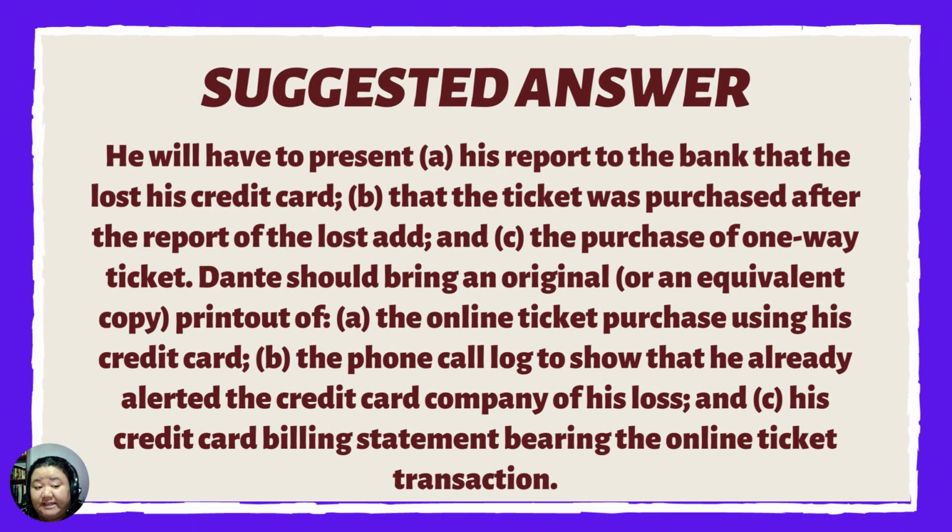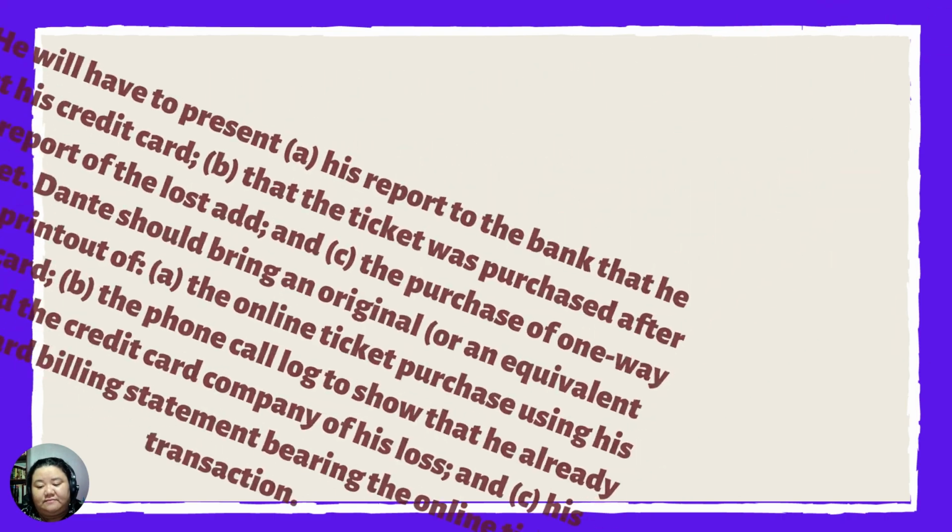The suggested answer is he will have to present his report to the bank that he lost his credit card; letter B, that the ticket was purchased after the report of the lost card; and the purchase of the one-way ticket. Dante should bring an original or an equivalent copy, a printout of the online ticket purchase using his credit card, the phone call log to show that he already alerted the credit card company of his loss, and his credit card billing statement bearing the online ticket transaction.